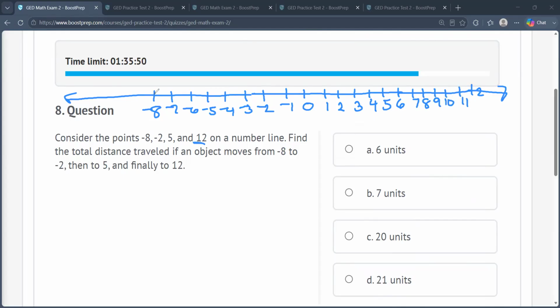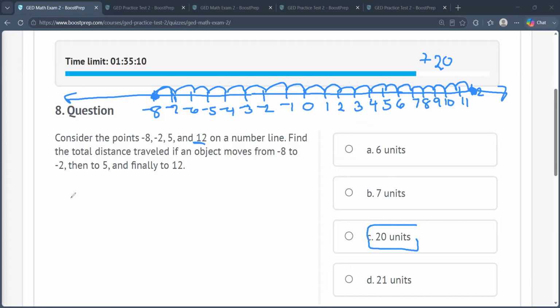Okay, so we start from -8 and we have to land at +12. So just count how many places. So from -8, this would be 1, 2, 3, 4, 5, 6, 7, 8, 9, 10, 11, 12, 13, 14, 15, 16, 17, 18, 19, 20. That's a total of 20 spaces. So be careful not to skip any. Remember we start at -8, so this would be the first place, right? And then you just keep on going until you touch 12. That's a total of 20 places or 20 units. So it is C.